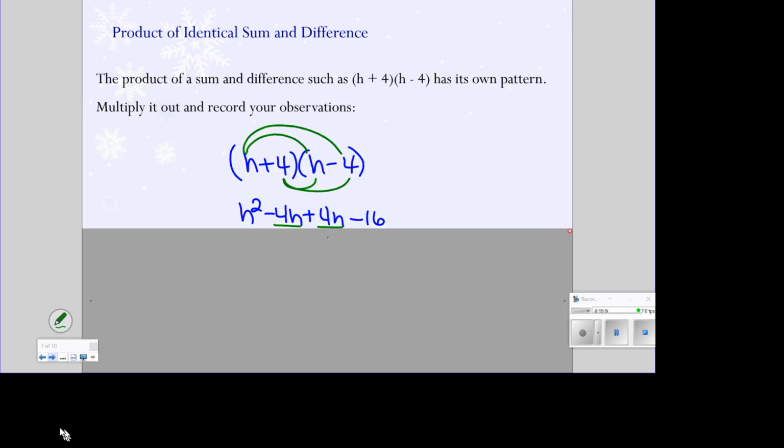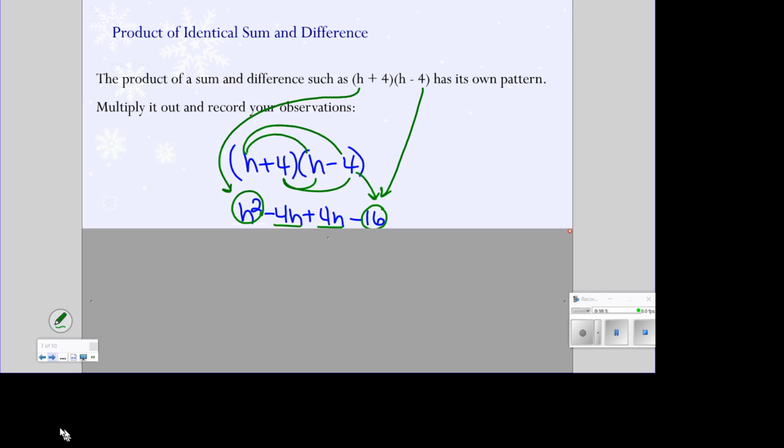Now that we looked at that last method, you might already start to notice some similarities. The first term that we're getting is the square of that first term. The last term we're getting, 16, is 4 squared. So there are some similarities. However, we haven't fully simplified yet.